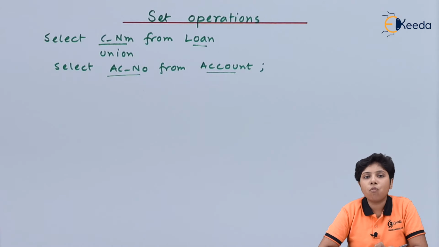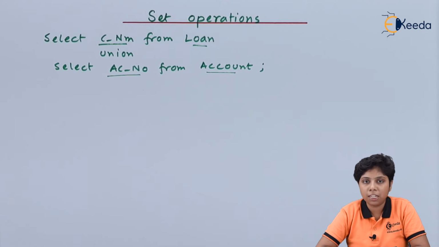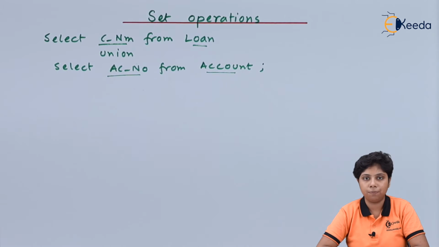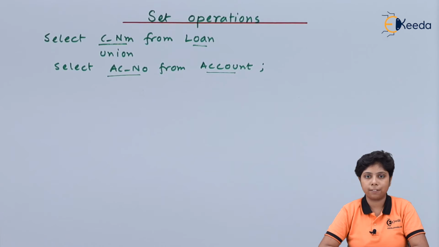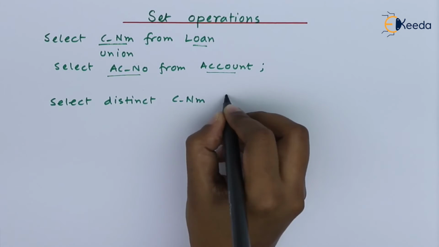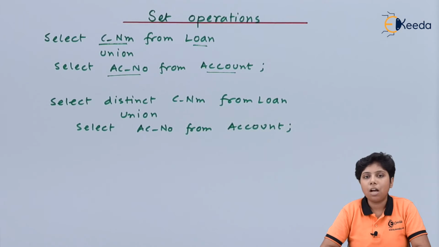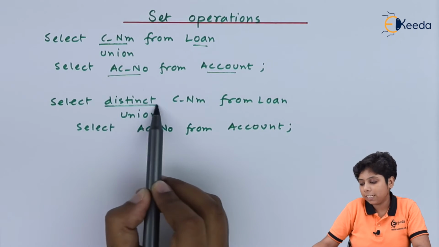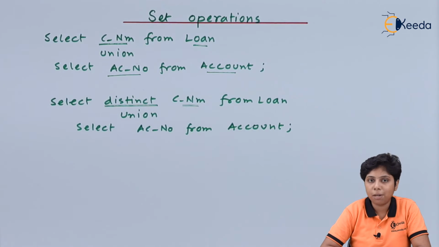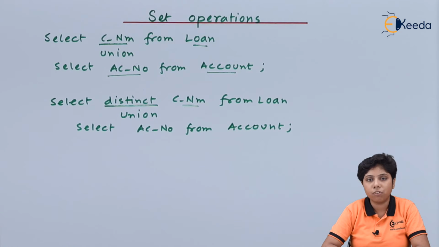Now suppose we want that no customer name is duplicated in this relation. We can use the keyword distinct to make only the distinct customer names get joined with the account number from the account relation. Here is how to write that. We have put the distinct keyword before the customer name attribute, so no duplicated customer name will be repeated in the resultant relation.